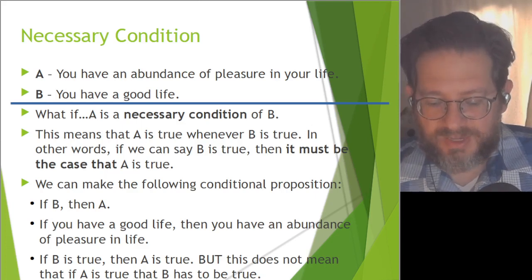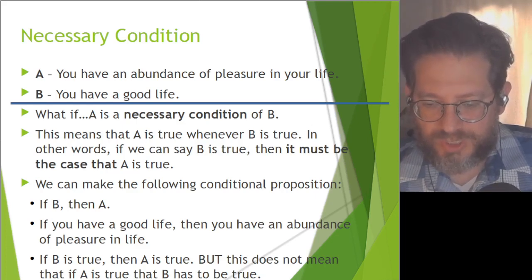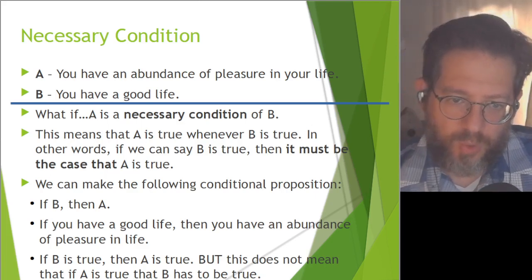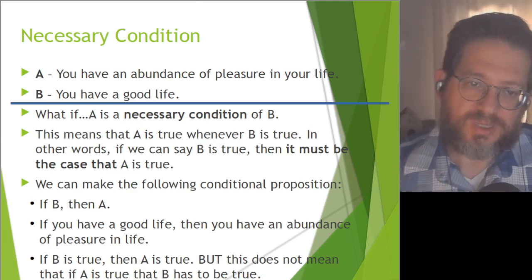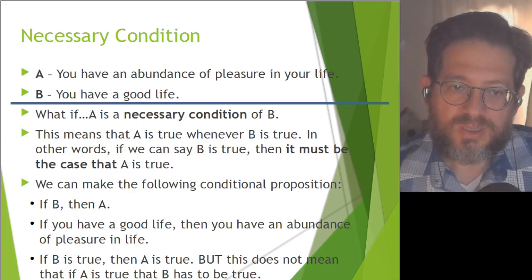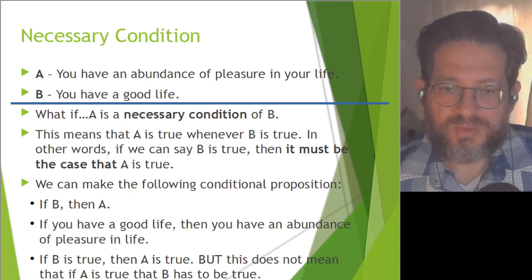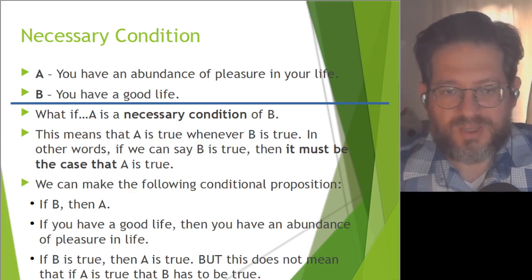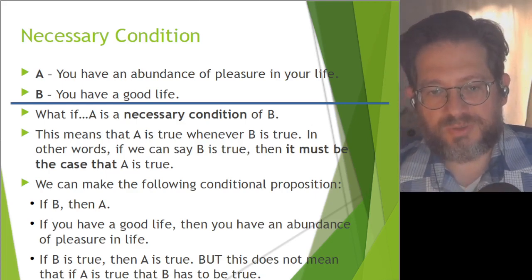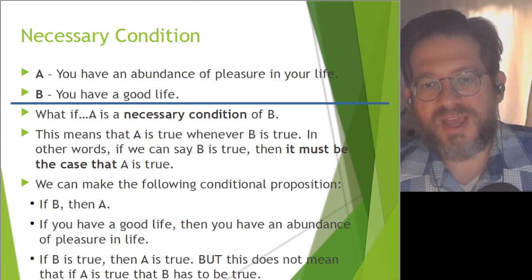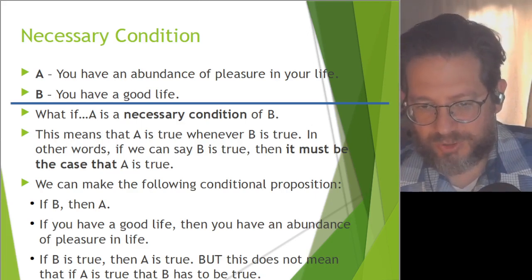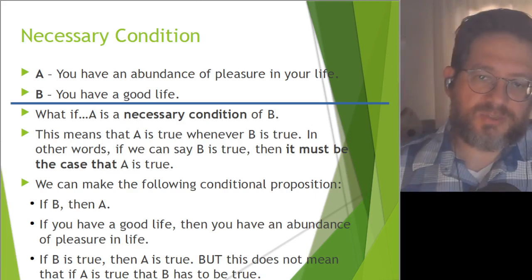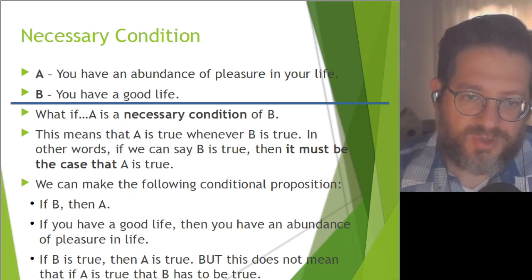Again, we have to step back and say that we don't want to read too much into that. Because remember, these conditional statements only go one direction. So if B is true, then A is true. But if A is true, that we have all this pleasure in our life, that doesn't mean that B is true. So we know that it has to be true. If we have a good life, we have pleasure. But just because we have a lot of pleasure doesn't mean, when this is a necessary condition, that you have a good life.